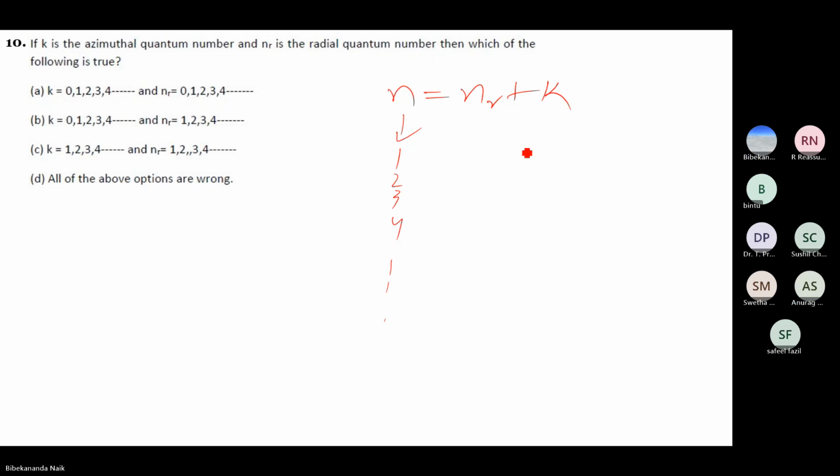Option A, k will be having values 0, 1, 2, 3, 4, and n_r will be 0, 1, 2, 3, 4. Or option B, k will be having 0, 1, 2, 3, 4, and n_r is starting from 1, 2, 3, 4. Another option is option C: k has values 1, 2, 3, 4 up to n, and n_r has values 1, 2, 3, 4. And option D is all of the above options are wrong. So can anyone tell me what are the possible values of n_r and k, where n_r is the radial quantum number and k is the azimuthal quantum number?